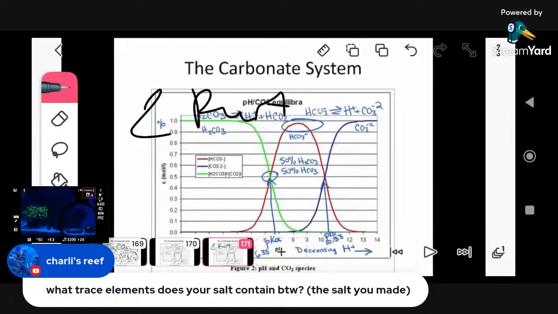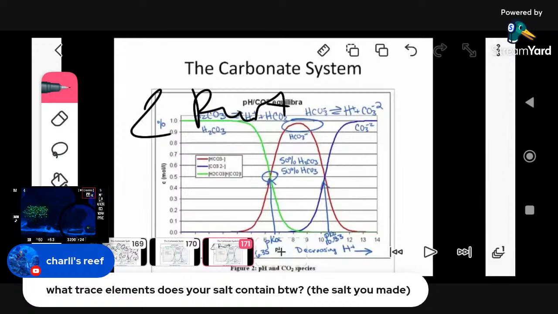What trace elements does your salt contain? By the way, the salt you made. My salt, I don't dose trace elements. Charlie's Reef up to a certain point. The small elements, I want to cut. Well, I already came up with the solution on paper, but now I just gotta make it. But make my own trace element bottle, if that makes sense.